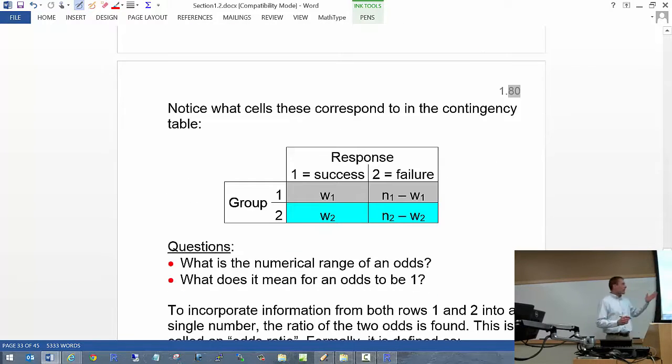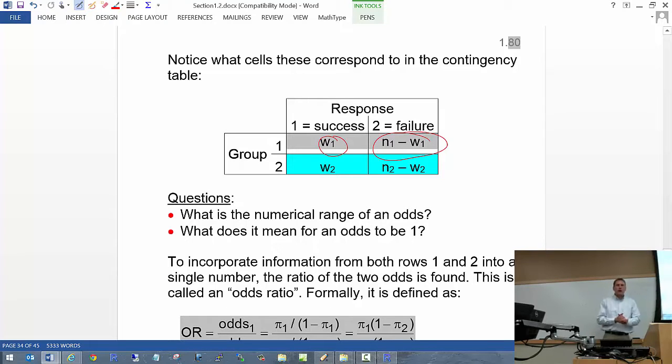So, in terms of our contingency table, an estimated odds of success for group 1 is just simply W1 divided by N1 minus W1. Okay, so some questions. What is the numerical range of an odds? So the lowest an odds could be and the highest an odds could be. 0 to infinity. Yeah. So there is no upper bound there. So again, an odds is just a rescaling of a probability of a success. So instead of going from 0 to 1, now we're going to 0 to infinity.